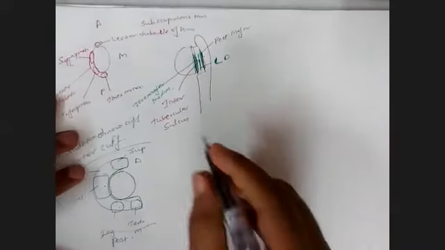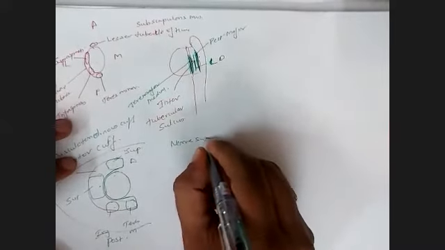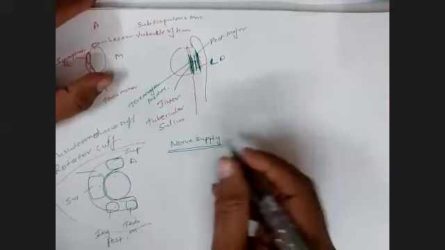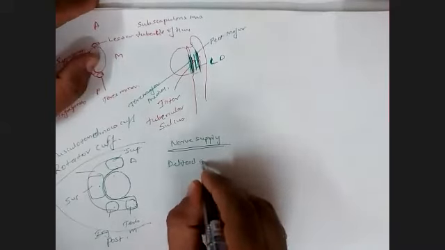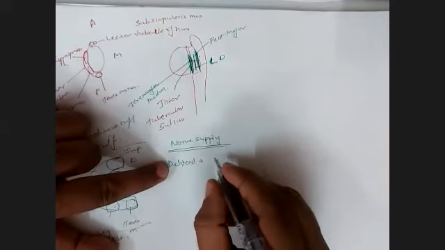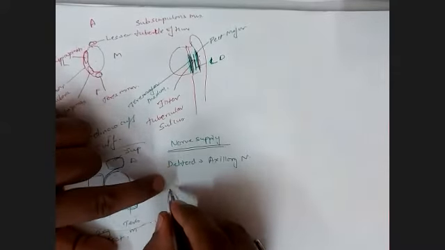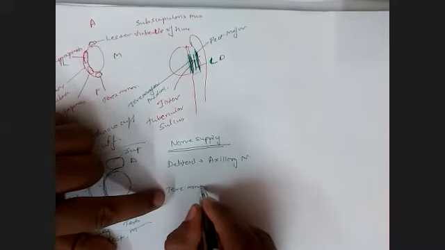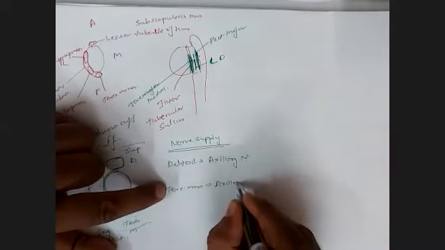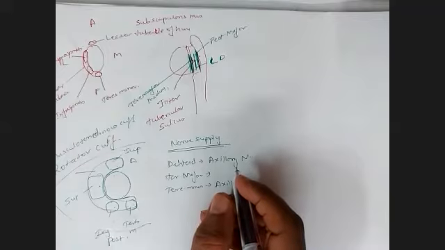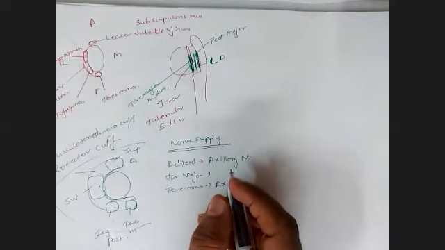Okay, the nerve supply of these muscles. Deltoid is supplied by the axillary nerve. The axillary nerve also supplies teres minor. Teres major is supplied by the lower subscapular nerve.